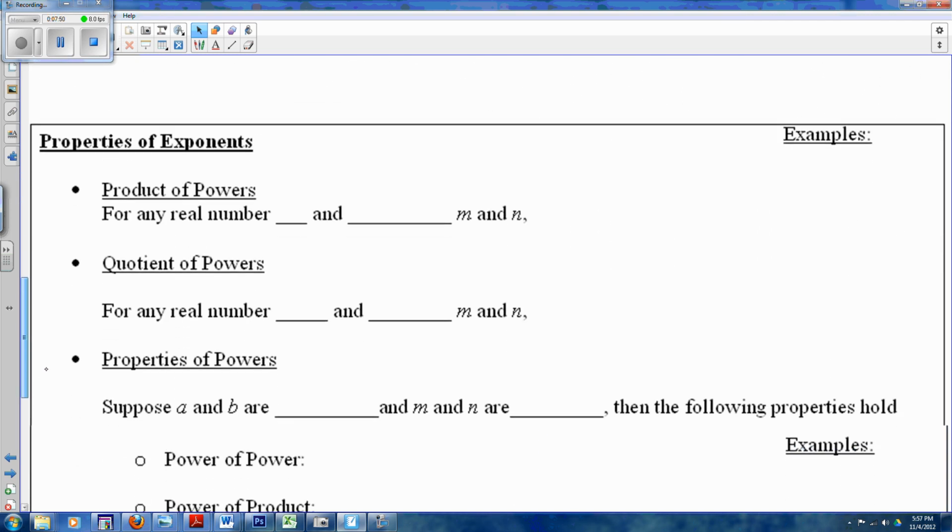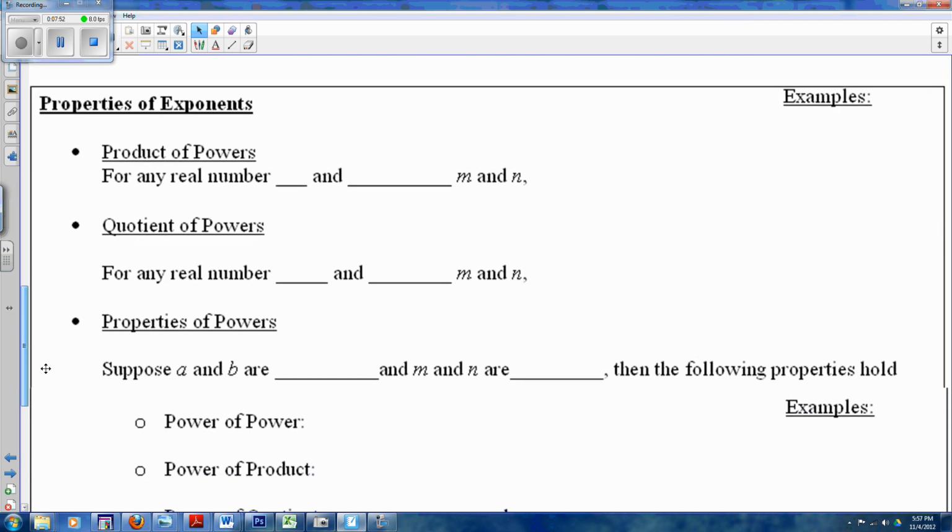All right, properties of exponents. When we're talking about properties of exponents, this means the bases must be the same. In order to do what we're going to do, we're requiring that the bases are the same. And that'll make more sense when we get to a couple examples.